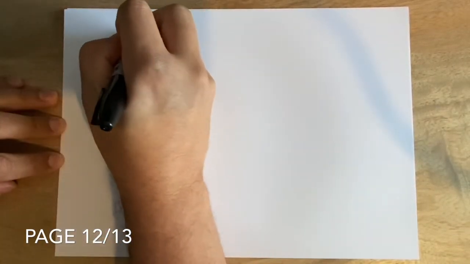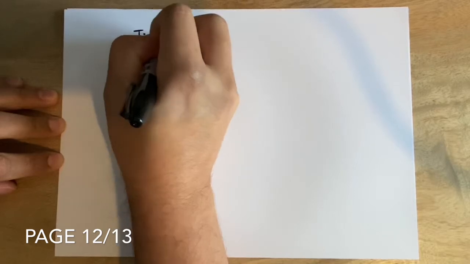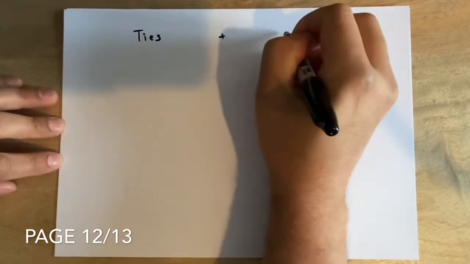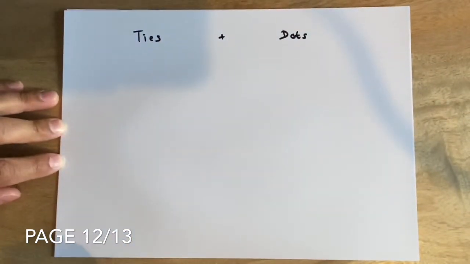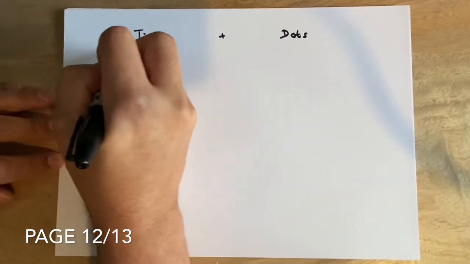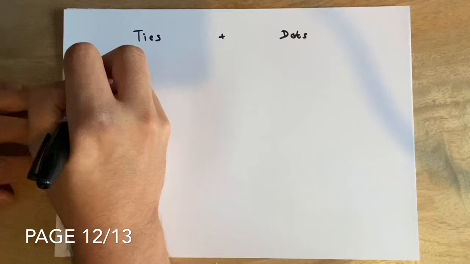Hi everybody, we're looking at pages 12 and 13 today of the theory. We're looking at ties, which are curved lines that connect two of the same notes together, and dots, which go after musical notes such as crotchets and quavers, etc., to extend the value further.